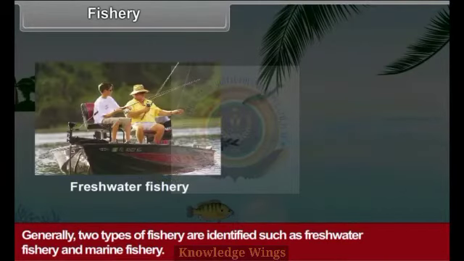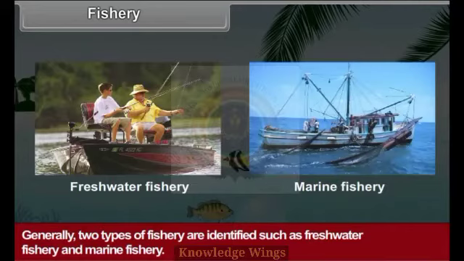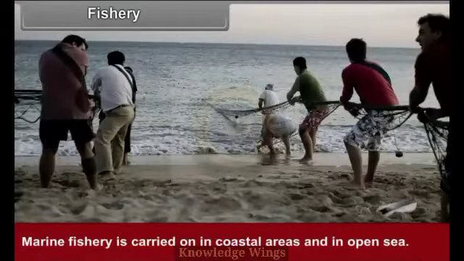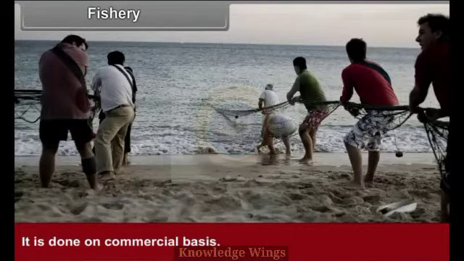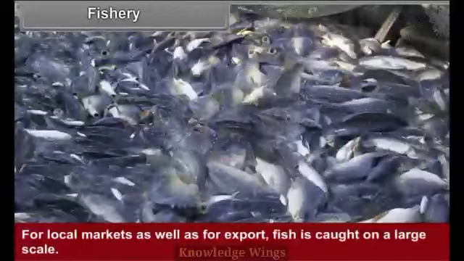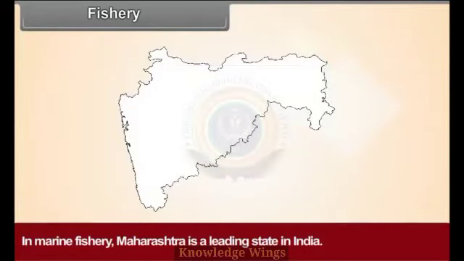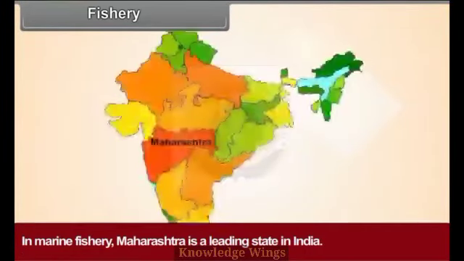Generally, two types of fishery are identified, such as freshwater fishery and marine fishery. Marine fishery is carried on in coastal areas and in open sea. It is done on commercial basis for local markets as well as for export. Fish is caught on a large scale. In marine fishery, Maharashtra is a leading state in India.